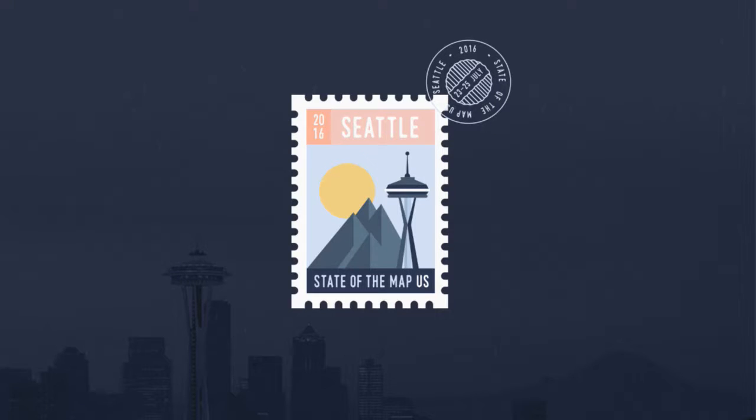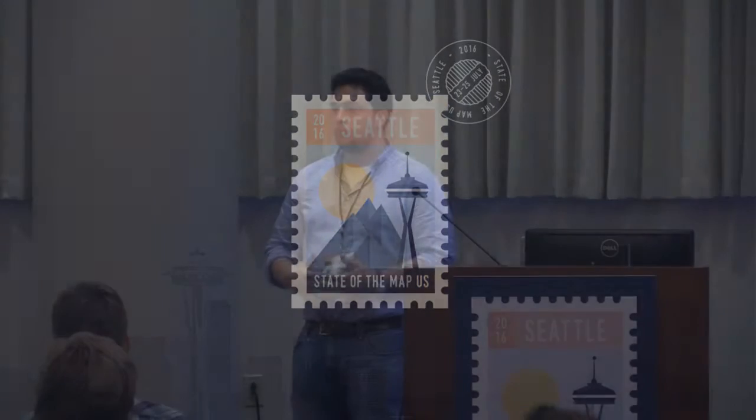Missing Maps, basically, it's a team of people that are adding vulnerable people on the map. They target areas where the map doesn't exist.